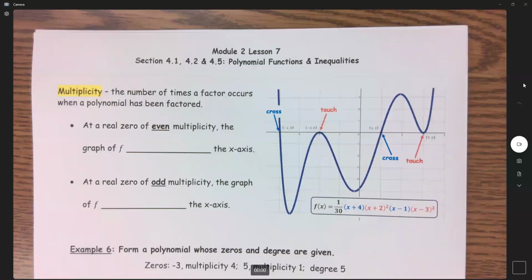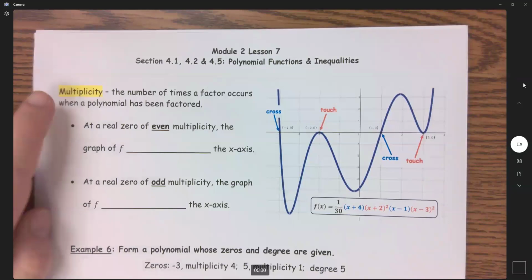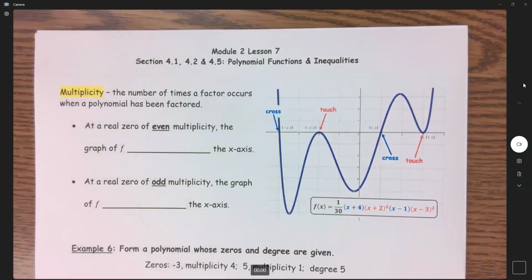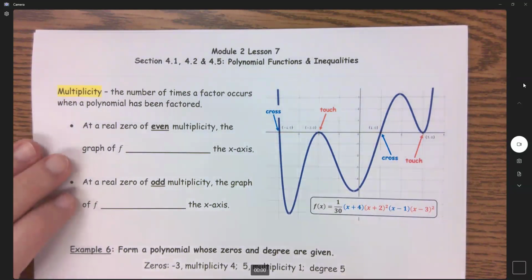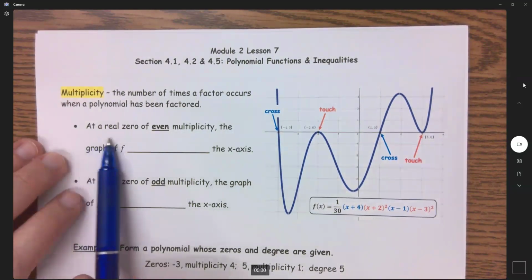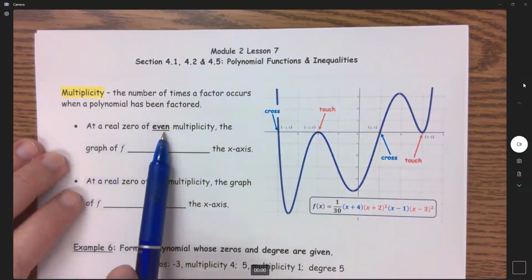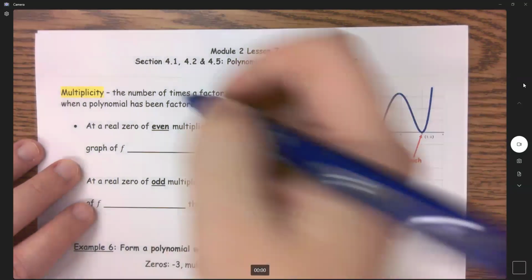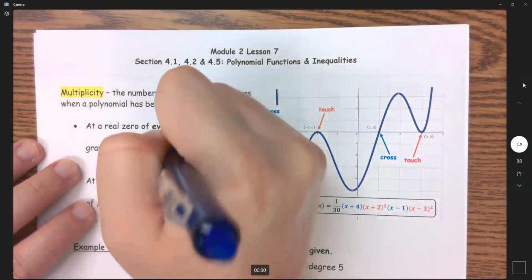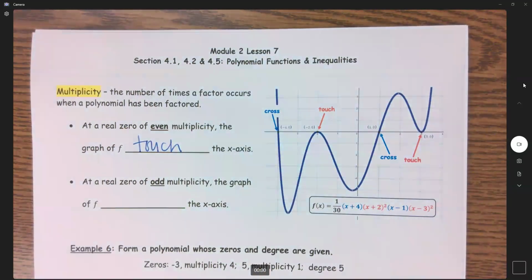When it comes to x-intercepts and factors, we need to pay attention to what is called multiplicity. And here's the definition of multiplicity. It says multiplicity is the number of times a factor occurs when a polynomial has been factored. So at a real zero of even multiplicity, the graph of your function is going to touch the x-axis. Now, what do I mean by any of that?